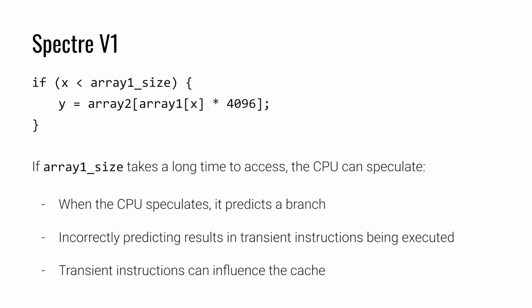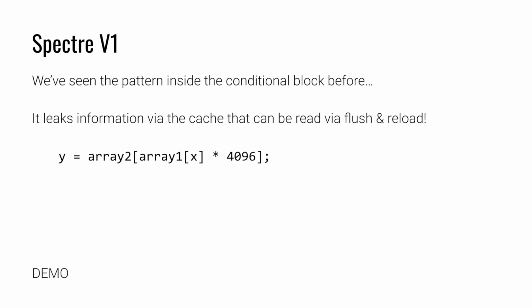And when the CPU speculates, it has to predict whether or not to take this branch. If it incorrectly predicts the branch, the instructions that were executed speculatively are transient instructions that never executed concretely. But we do know that transient instructions can influence the cache. In fact, if we look at that pattern that was inside the conditional block, we've seen it before. This leaks information via the cache that can be read via flush and reload.